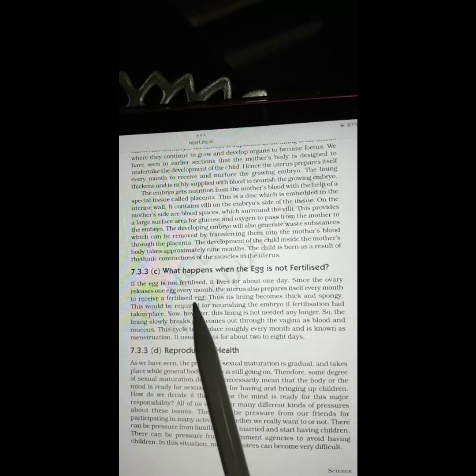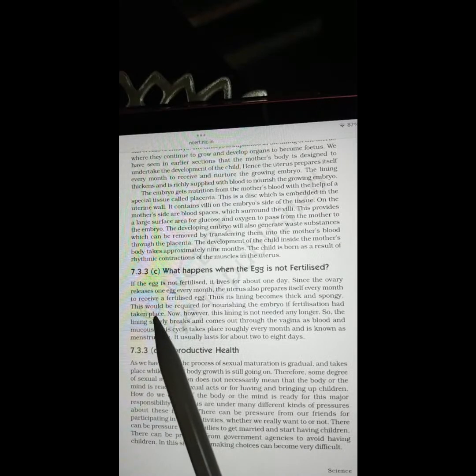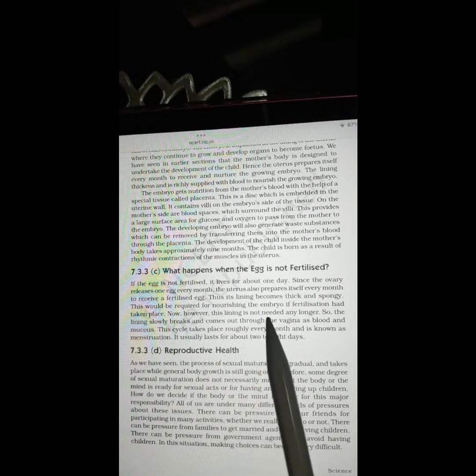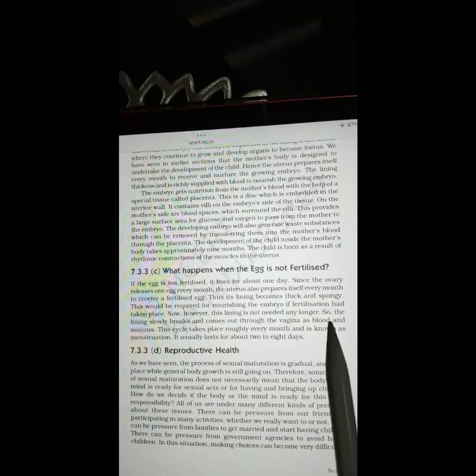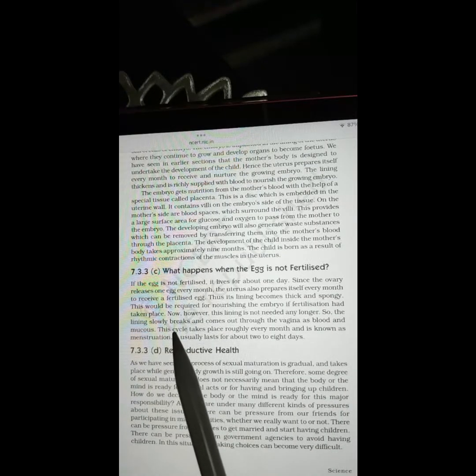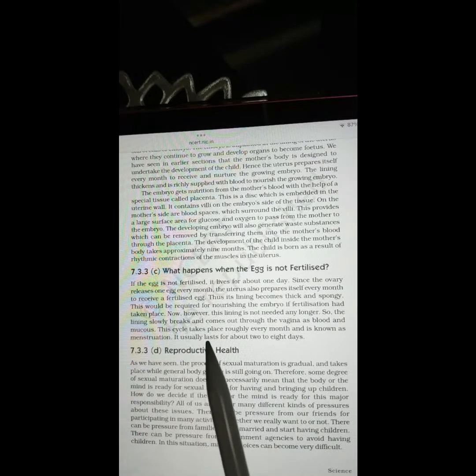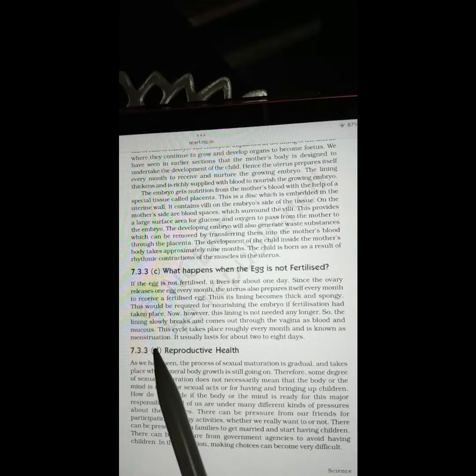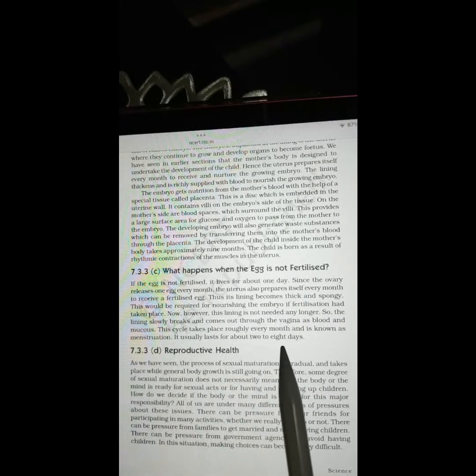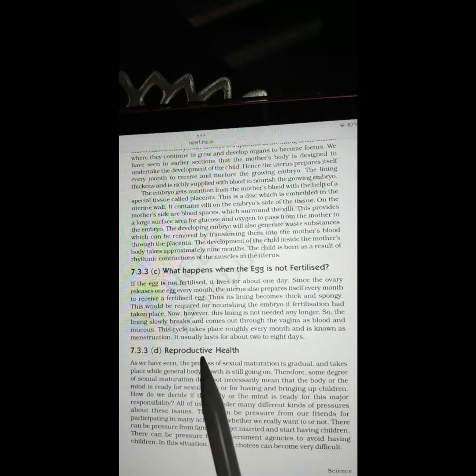7.3.3c. What happens when the egg is not fertilized? If the egg is not fertilized, it lives for about 1 day. Since the ovary releases one egg every month, the uterus also prepares itself every month to receive a fertilized egg. Thus, its lining becomes thick and spongy. This would be required for nourishing the embryo if fertilization had taken place. Now, however, this lining is not needed any longer, so the lining slowly breaks and comes out through the vagina as blood and mucus. This cycle takes place roughly every month and is known as menstruation. It usually lasts for about 2 to 8 days.